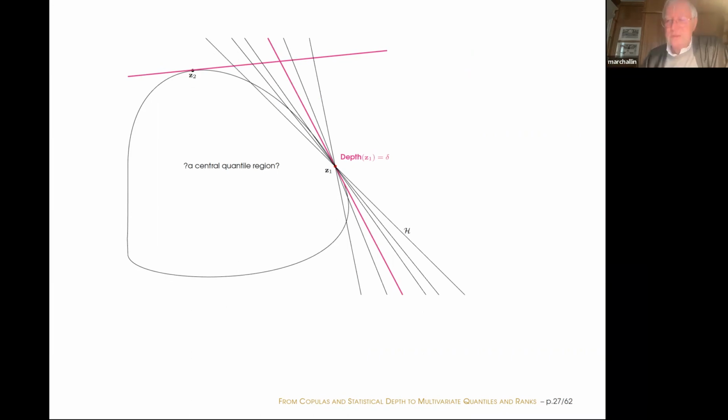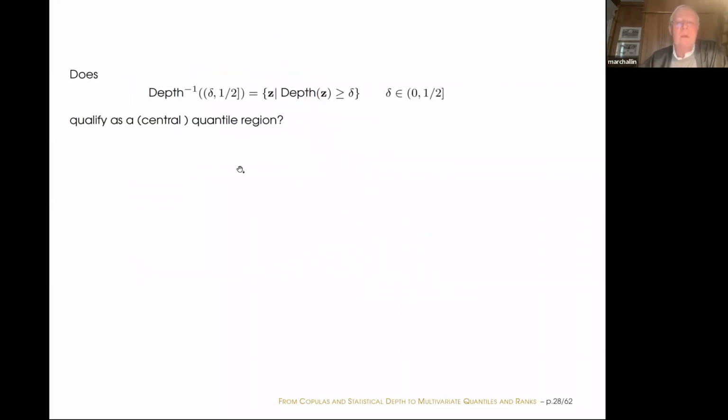And that's the motivation for this theory of statistical depth that goes back to Tukey, and there have been several other definitions of other concepts of depth, but they all have the same properties or the same weaknesses. So question: does this region, the inner part inside the contour of points with given depth delta, qualify as a central quantile region, in the sense of the properties we have seen before? That means, can we consider that such a region qualifies as a central quantile region?